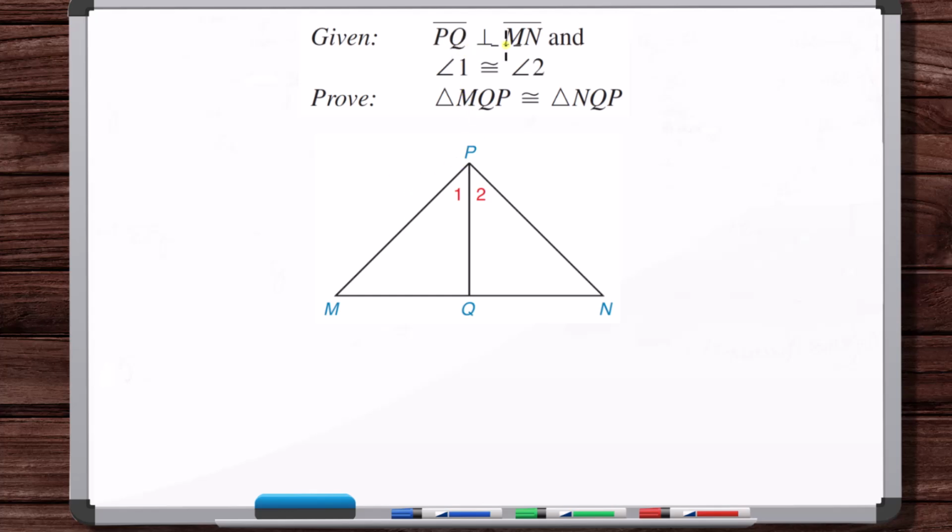Okay, PQ is perpendicular to MN. So that means we have a 90-degree angle here. Angle 1 is congruent to angle 2. Can we now show that MQP is congruent to NQP? Well, we also have this common side here. Those two are congruent. So by angle side angle, we can show that the two triangles are congruent.